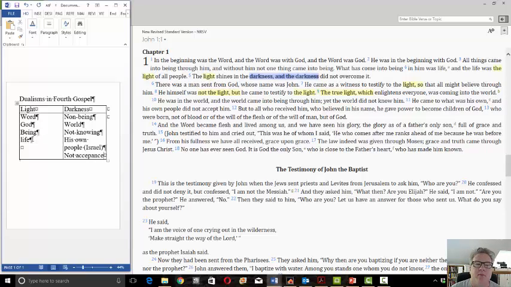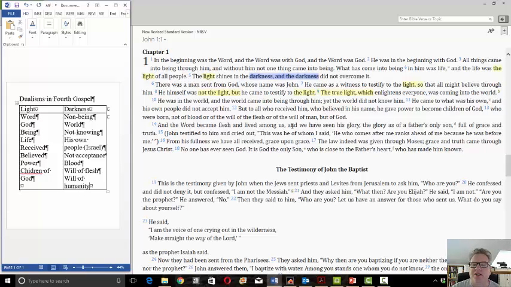But all who received him, who believed in his name, he gave the power to become the children of God, who were born not of blood, not of the will of flesh, or the will of humanity, but of God. Here we've got an apposition. We've got God already up here.